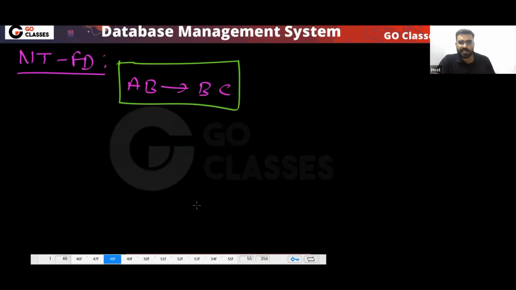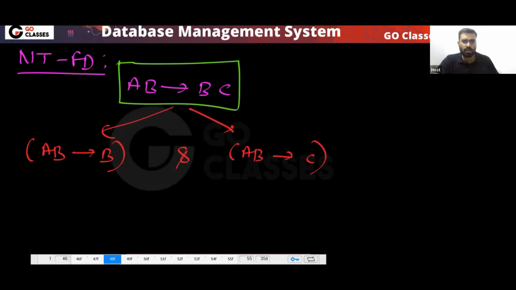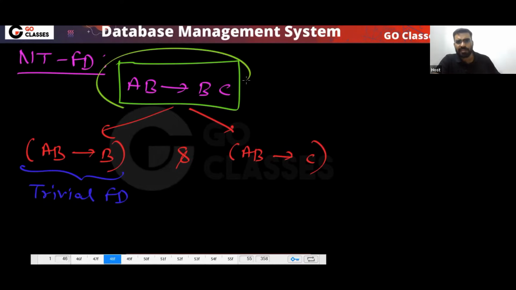Now let's see here. Look at this non-trivial functional dependency, AB determines BC. I can write it like this: it is basically saying that AB can determine B, and AB can determine C. Now you can notice this first part is trivial, right? This is the trivial, uninteresting part. This is not the interesting part. This is the trivial part of this FD.